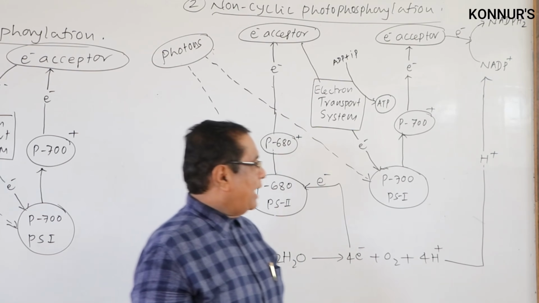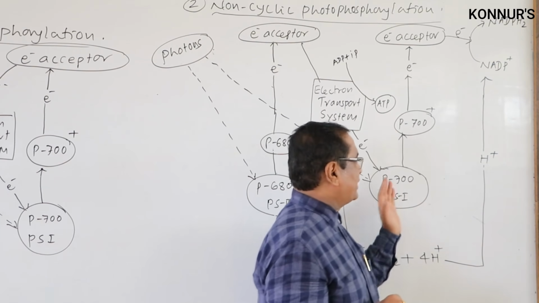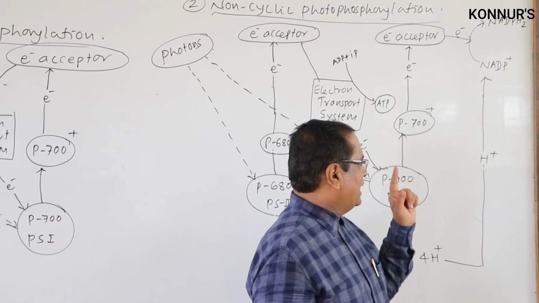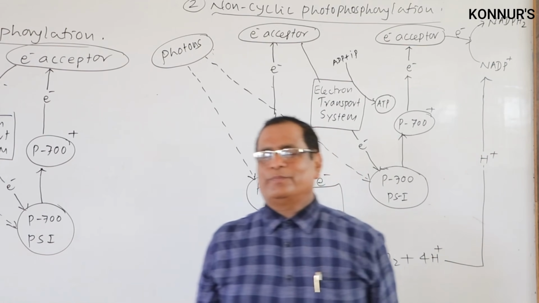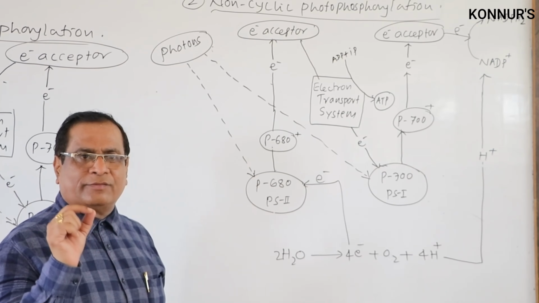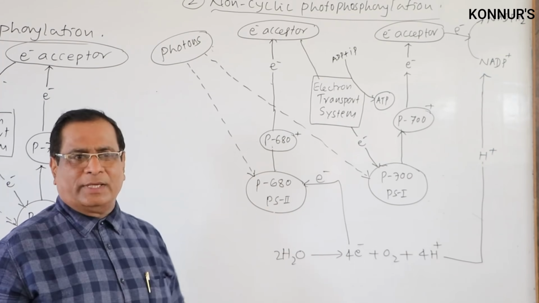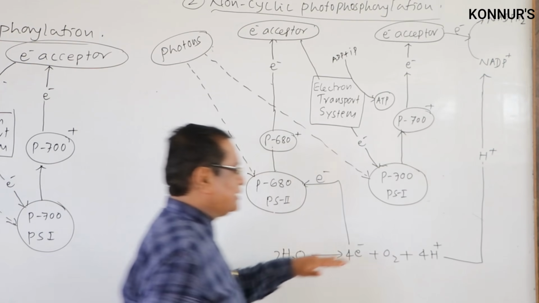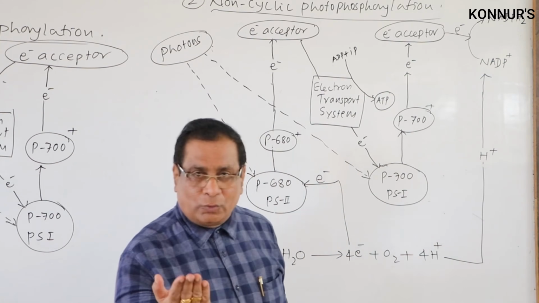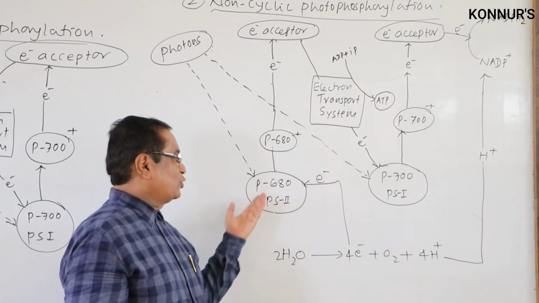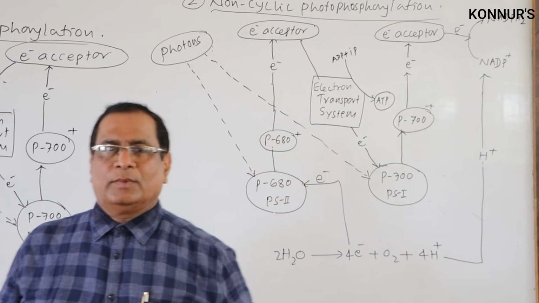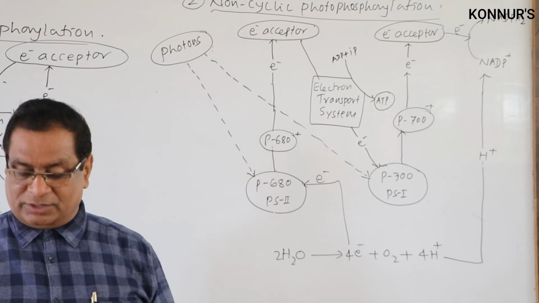Photosystem second. And the electron of photosystem first is used to reduce NADP into NADPH2. And remember the very important role of photolysis of water in non-cyclic photophosphorylation. How? It provides protons to reduce NADP into NADPH2, and also it provides electrons to photosystem second to come to the ground level. This is non-cyclic photophosphorylation.